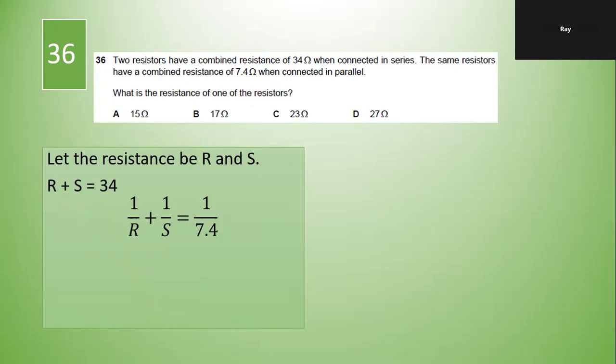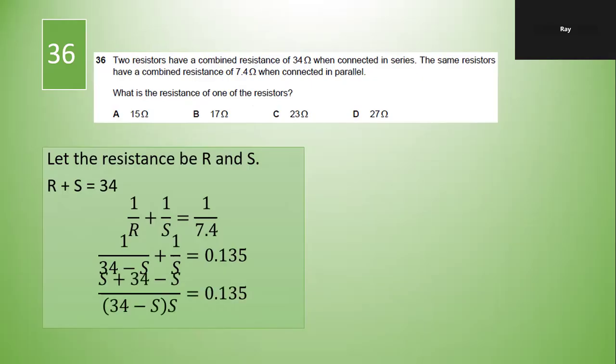This is a math problem now. Replace R with 34 minus S. Then multiply by S into 34 minus S.